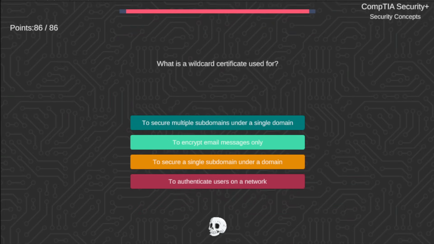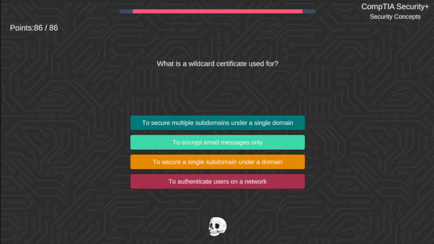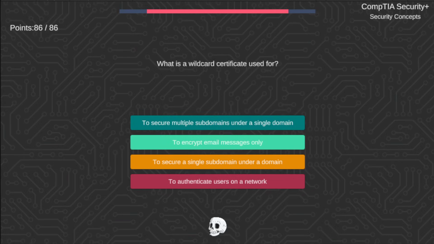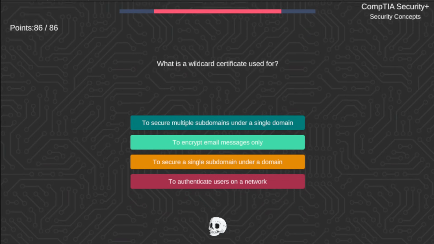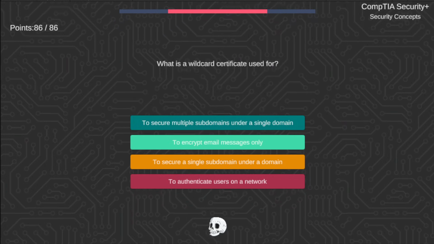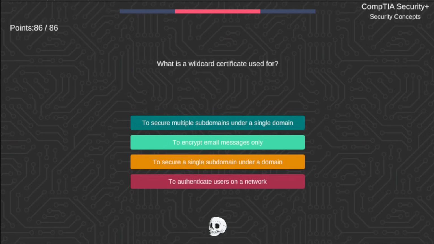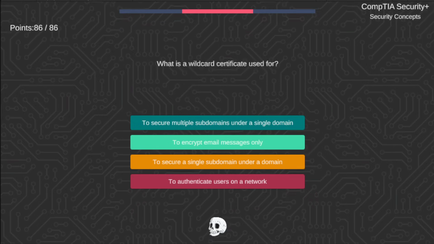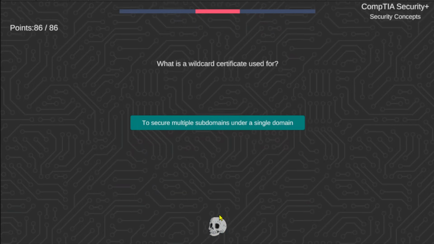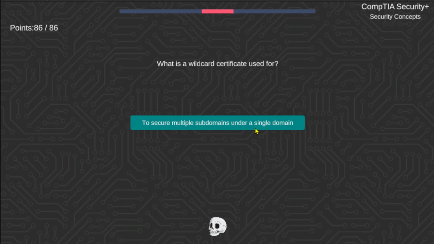What is a wildcard certificate used for? To secure multiple subdomains under a single domain, to encrypt email messages only, to secure a single subdomain under a domain, or to authenticate users on a network. A wildcard certificate. Correct answer is to secure multiple subdomains under a single domain.